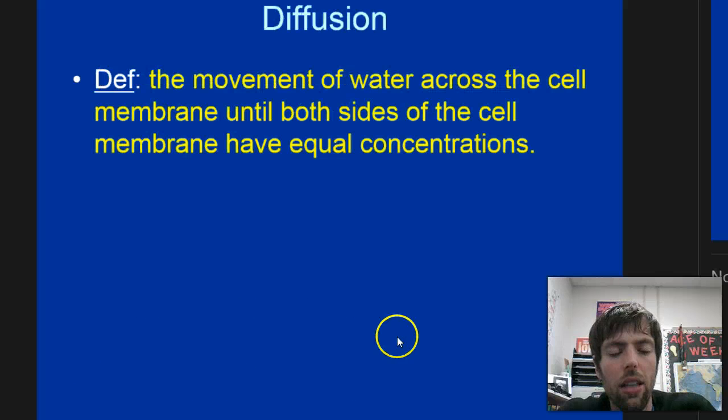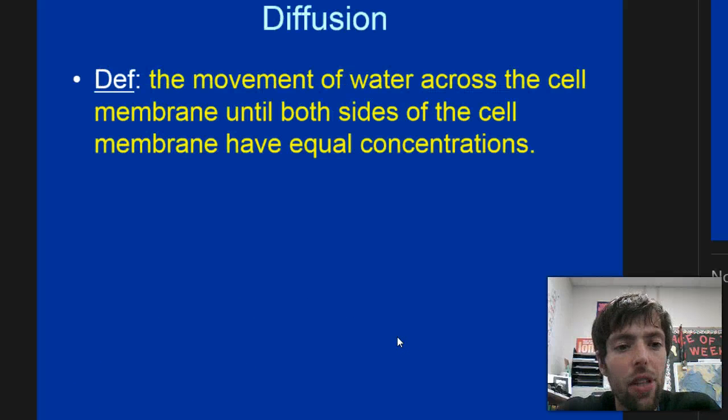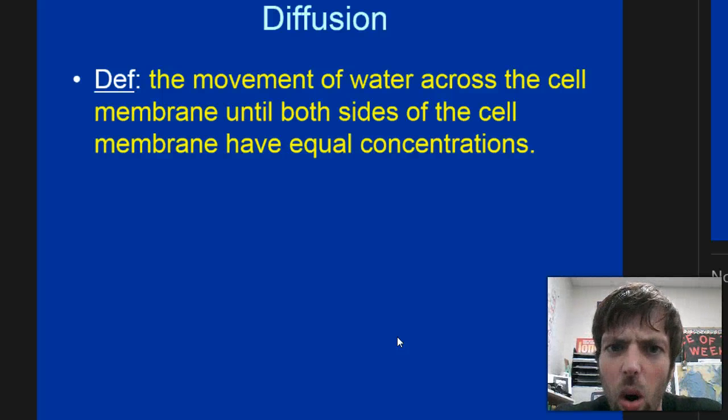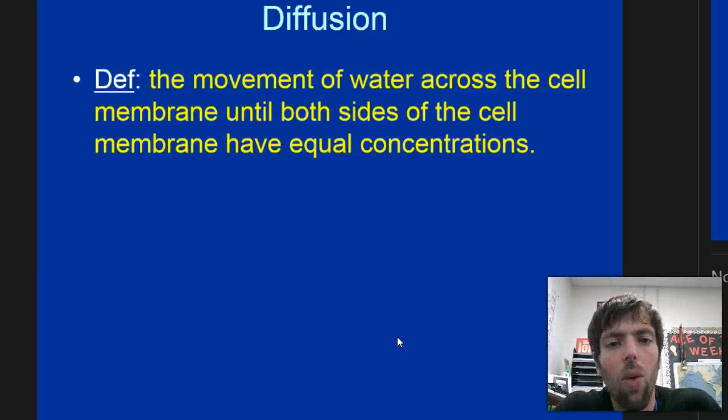Scroll down. Now let's talk about diffusion. Diffusion is the movement of water across the cell membrane until both sides of the cell membrane have equal concentration. Blah. Sounds like a horribly boring definition. Well, it makes more sense as you dive into it.